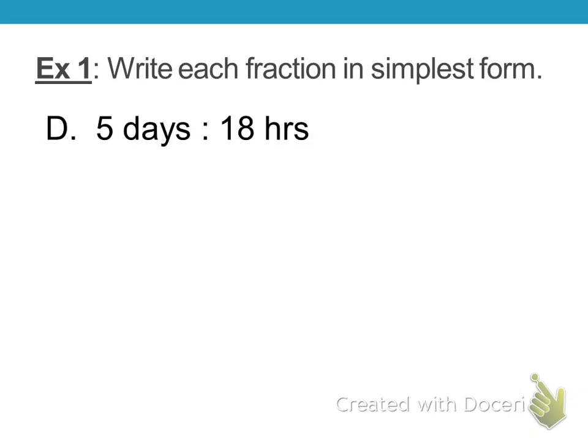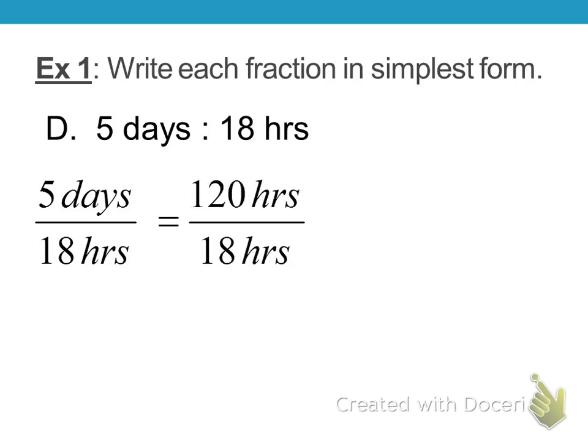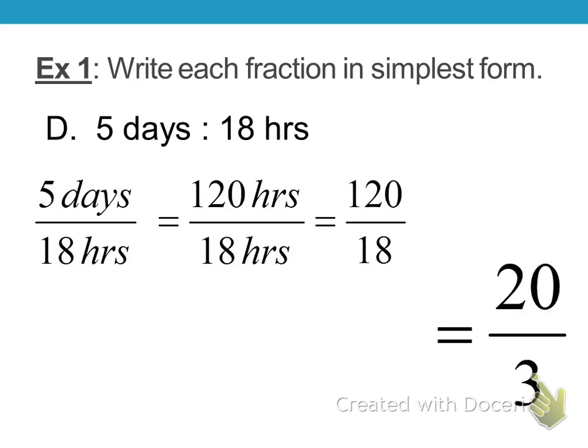All right, so in this one we're comparing days to hours. Any ideas? Well, for like 24. Yeah, so there are 24 hours in one day. So you can multiply the 5 by 24. So in 5 days there's 120 hours. And then you can drop your labels since they're the same, and then you can reduce. Anyone know a number that goes into both of those? 6 does. Very good. So you end up with 20 over 3.